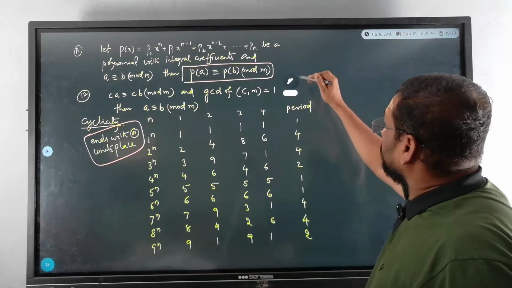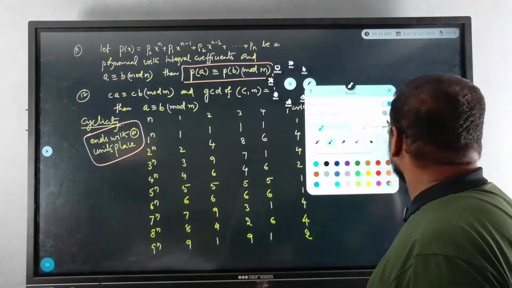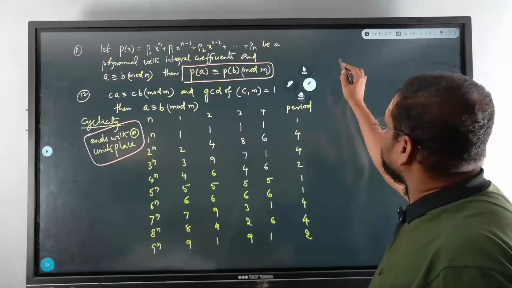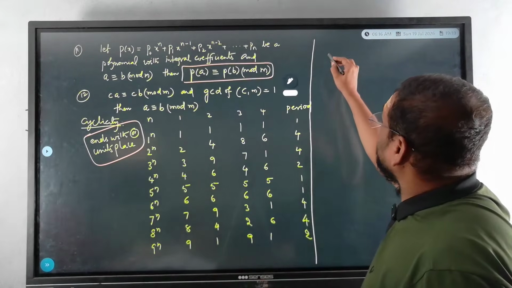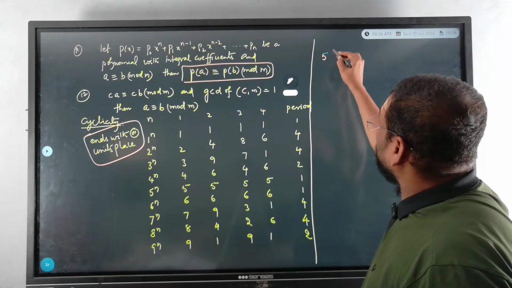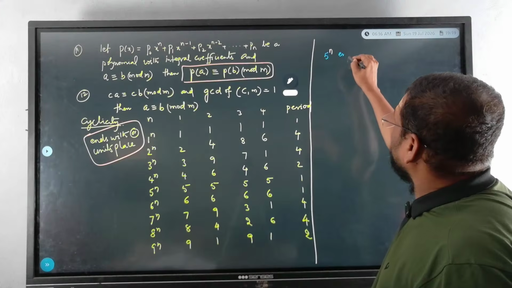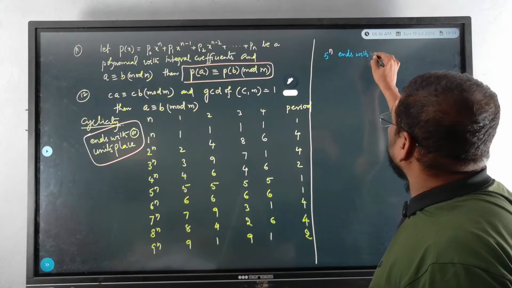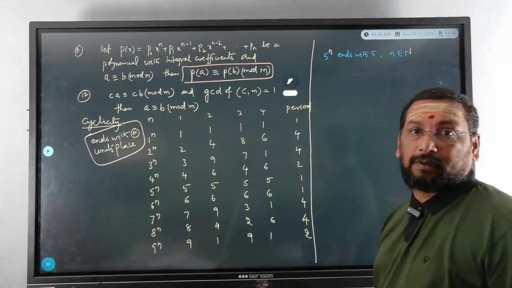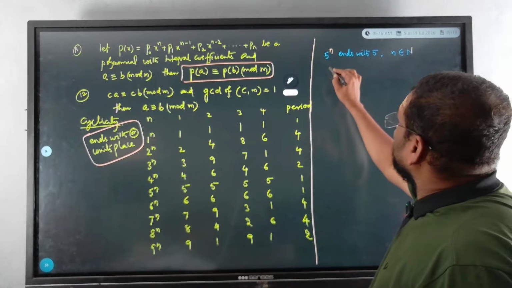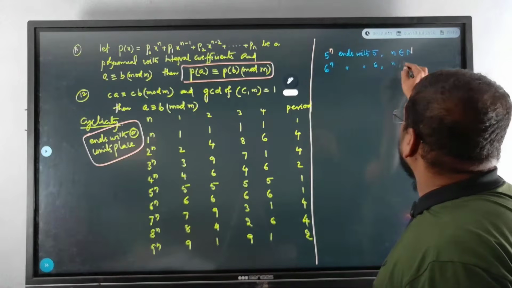So how can we write it in other words? First of all, see, 5 power n ends with 5 for all n belonging to natural numbers, right? Next, 6 power n ends with 6 for any n belonging to natural numbers.